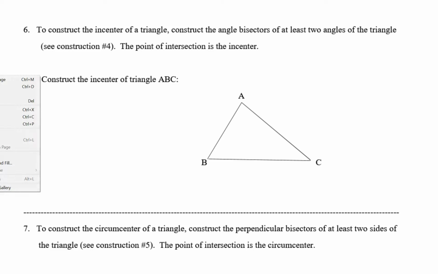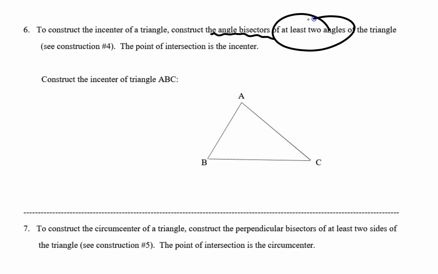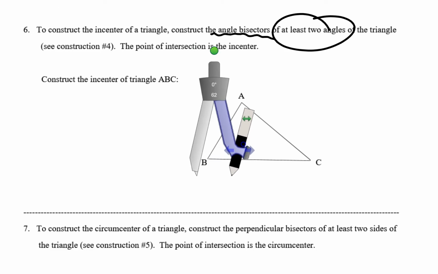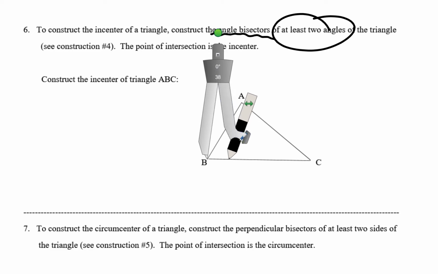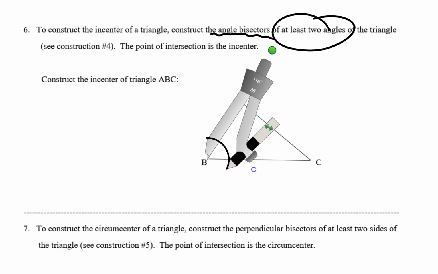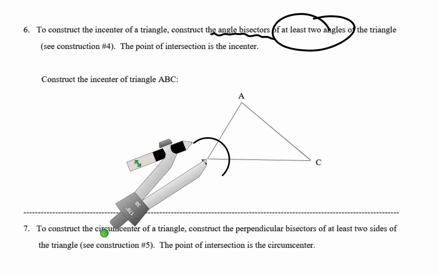Okay, in order to construct the incenter of a triangle, we have to construct the angle bisectors of at least two angles of the triangle. We already previously talked about how to do angle bisectors, so I'm just going to go through doing the angle bisectors of any two of these, so maybe B and C. Grabbing my compass, I'm just constructing an arc of any radius.